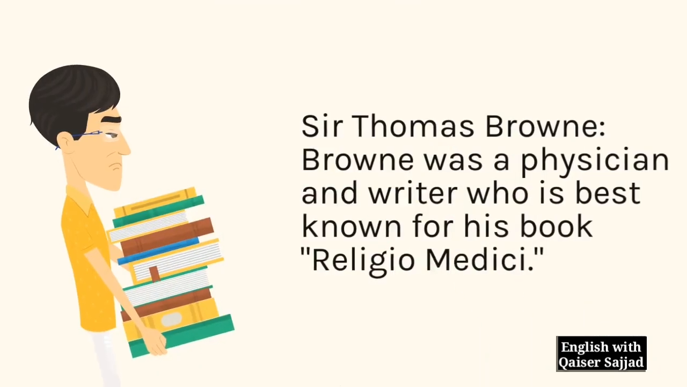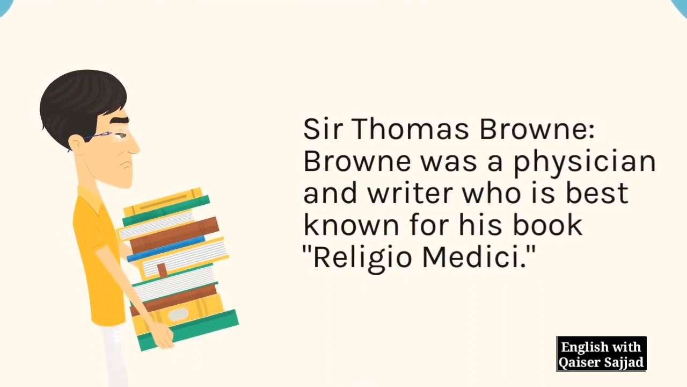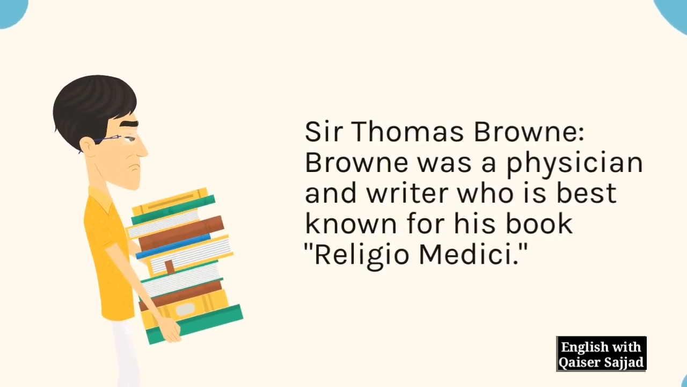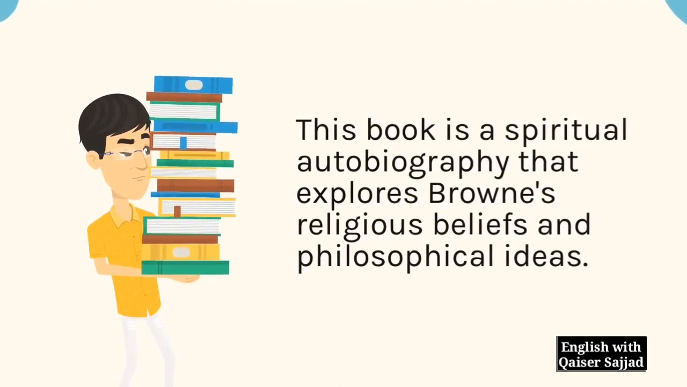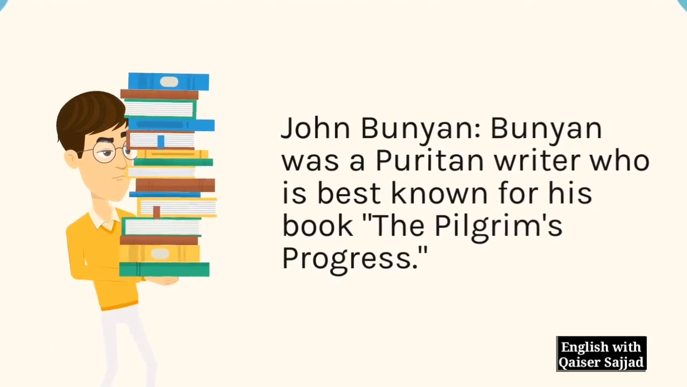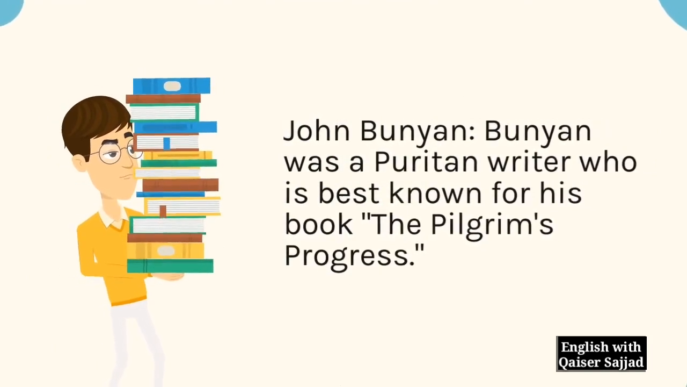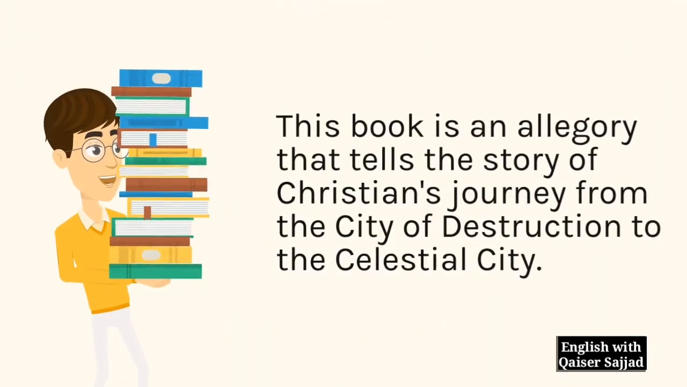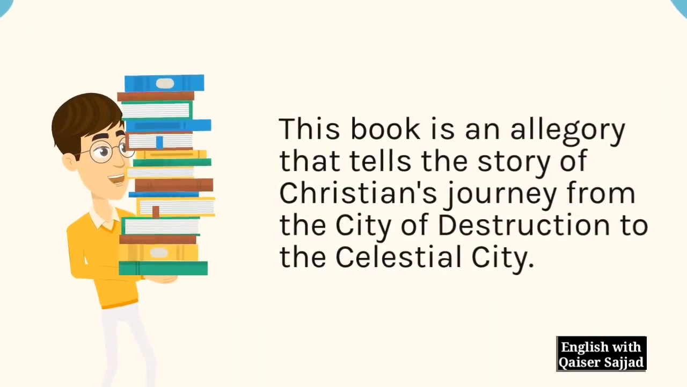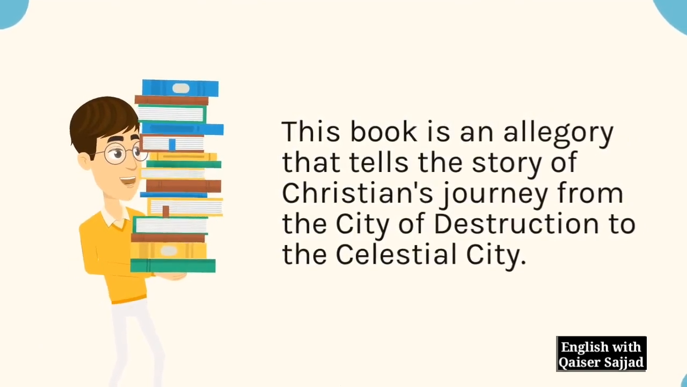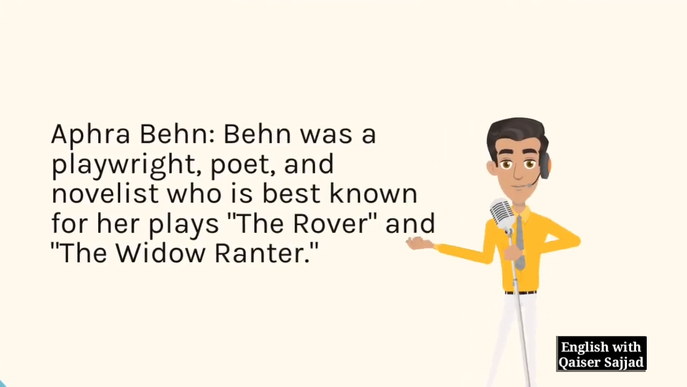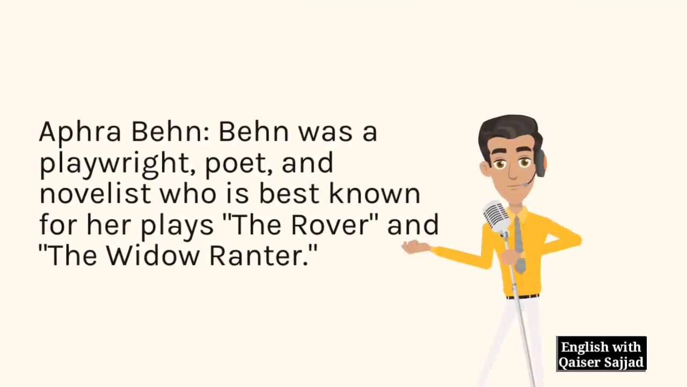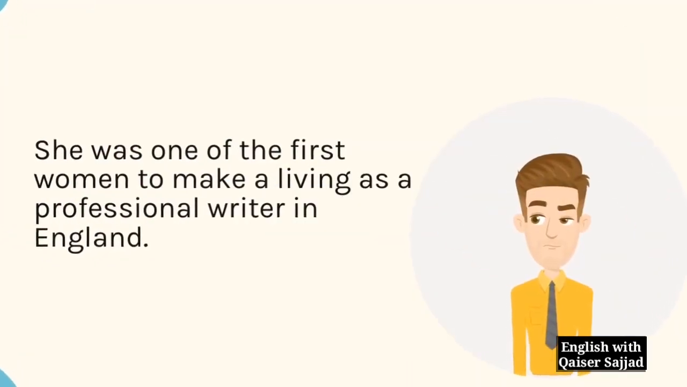Sir Thomas Browne. Browne was a physician and writer who is best known for his book Religio Medici. This book is a spiritual autobiography that explores Browne's religious beliefs and philosophical ideas. John Bunyan. Bunyan was a Puritan writer who is best known for his book The Pilgrim's Progress. This book is an allegory that tells the story of Christian's journey from the City of Destruction to the Celestial City. Aphra Behn. Behn was a playwright, poet, and novelist who is best known for her plays The Rover and The Widow Ranter. She was one of the first women to make a living as a professional writer in England.